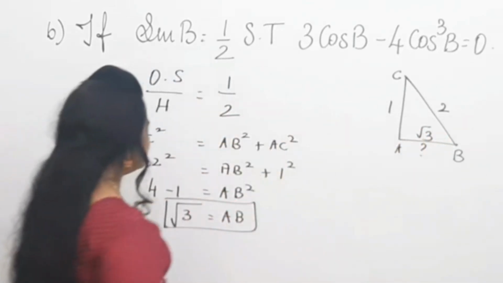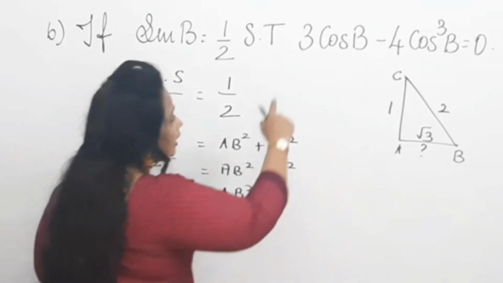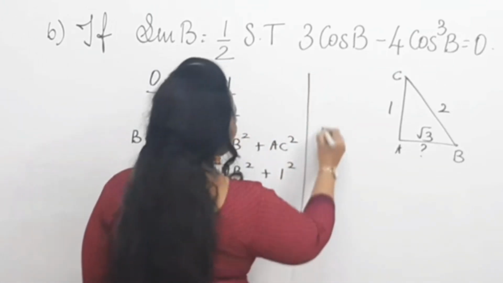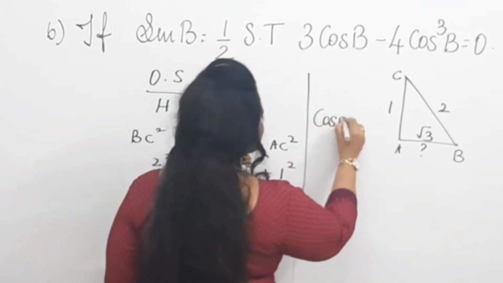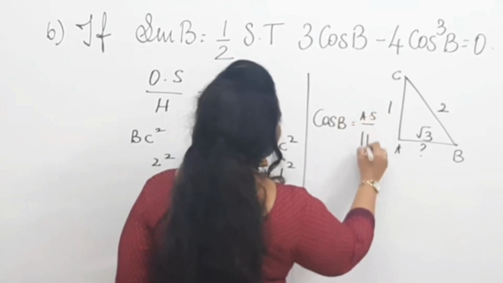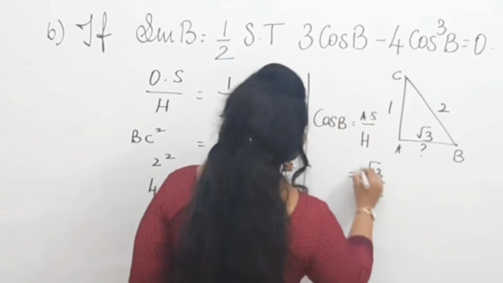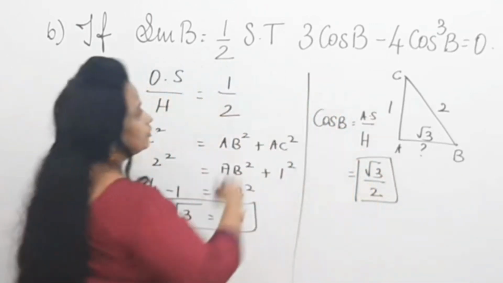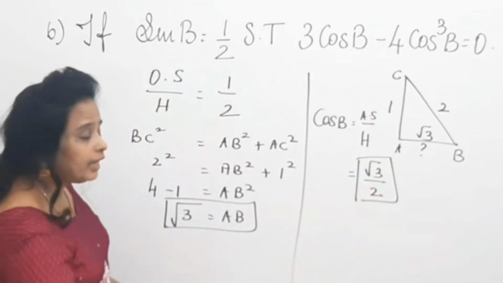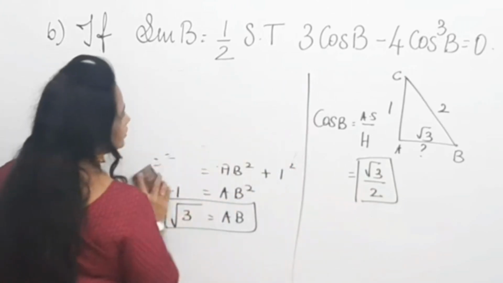Now I am going to substitute in my ratio. So to get my equation, I should have my cos B. So my cos B is equal to adjacent side by the hypotenuse, which is equal to root 3 by 2. That's my cos B. I have to put it in my equation. So my equation says like this.